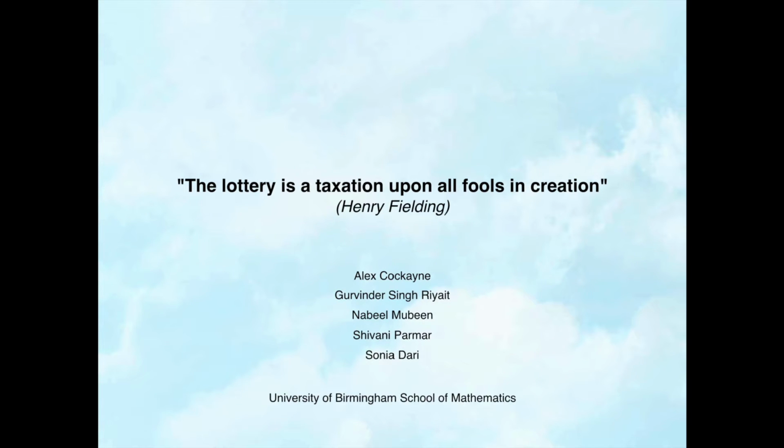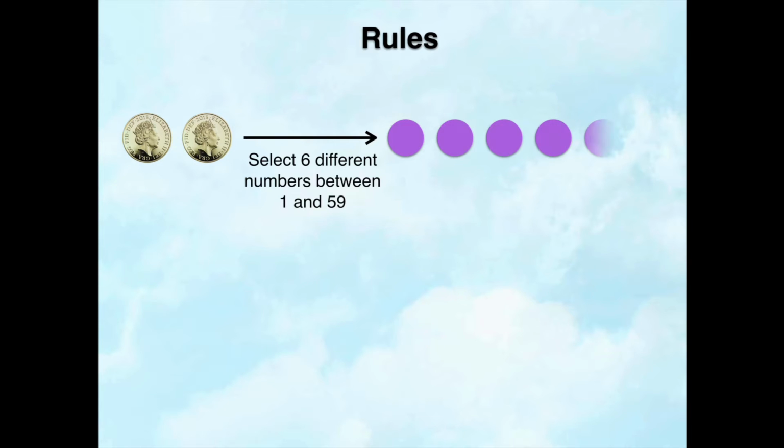In this series of videos, we're going to look at the odds of winning the UK National Lottery. Before we do this, let's first cover the basic rules. The lottery has a very simple structure. You pay £2 to select any 6 numbers from 1 to 59.